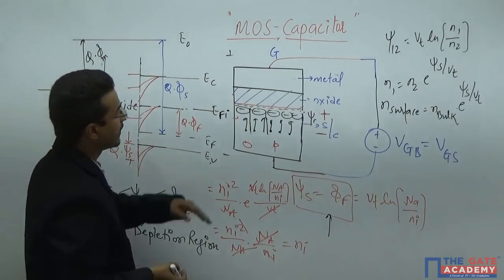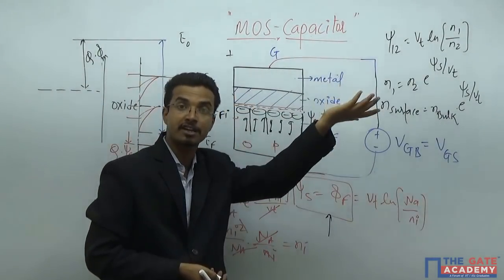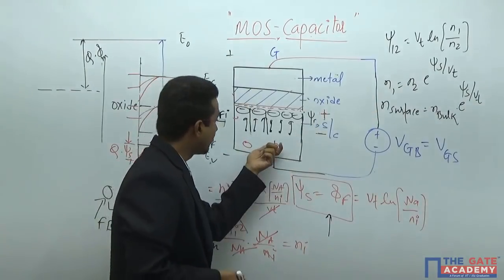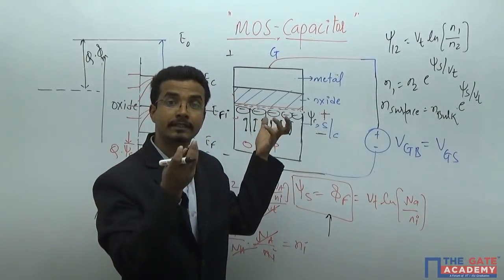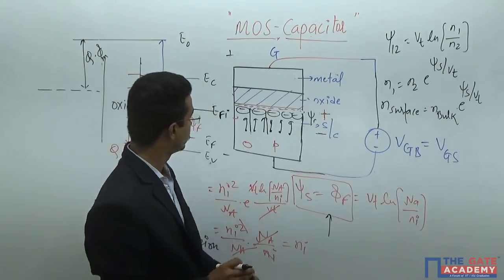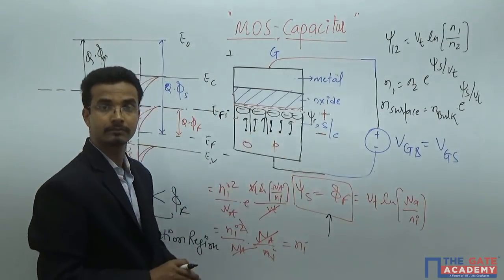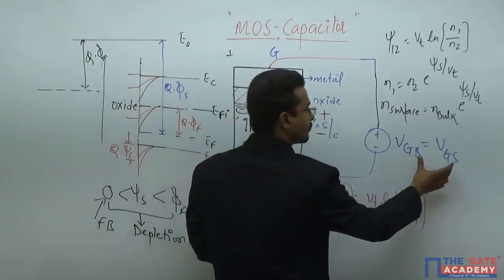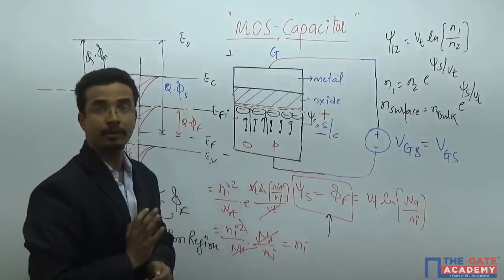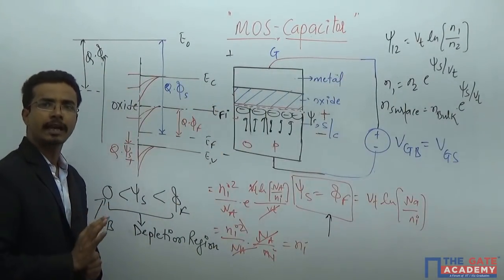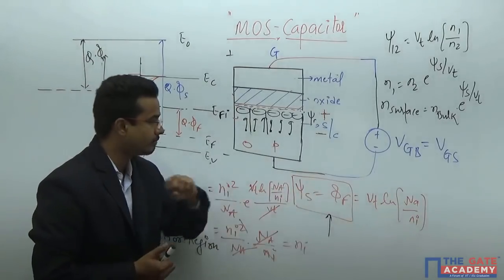Because you have depleted the holes from here, which were the majority charge carriers for the p-type substrate. You have depleted the holes from the surface. Now, if you further increase this VGS, you will get a further increment in psi s, and assume that this psi s will become 2 phi f.